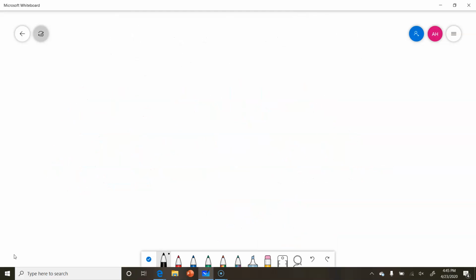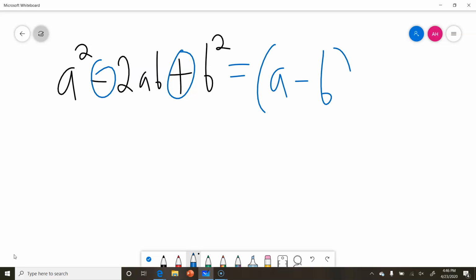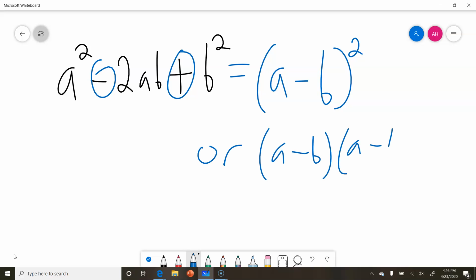And then the final one here is when we have a squared minus 2ab plus b squared. Now the only difference here is that one of them is positive. See this? The back one is positive and the front one is negative. And that equals a minus b squared, or if you write it out the long way, it's a minus b, a minus b.